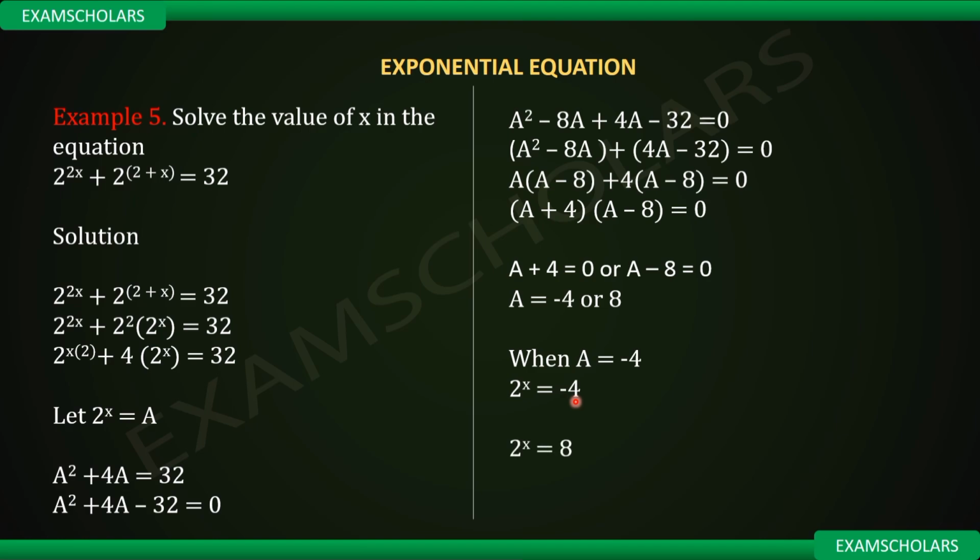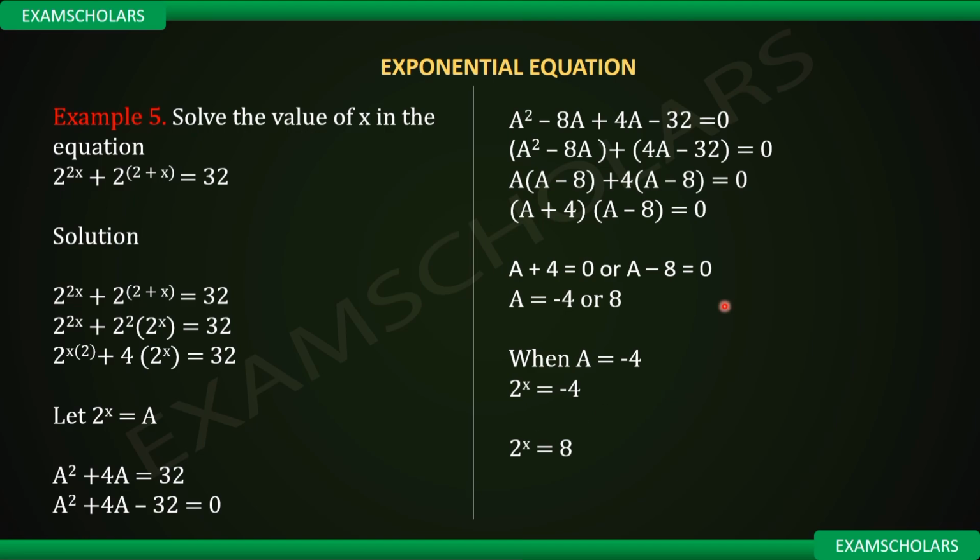Now let's move to the next one. When a is equal to 8, you have 2 raised to power x is equal to 8. Someone is asking me why we can't solve the other one. Can a positive number raised to some power give you a negative? Think now. 2 raised to power minus 2, you are going to get 1 over 2 raised to power 2, which is 1 over 4, which is 0.25.